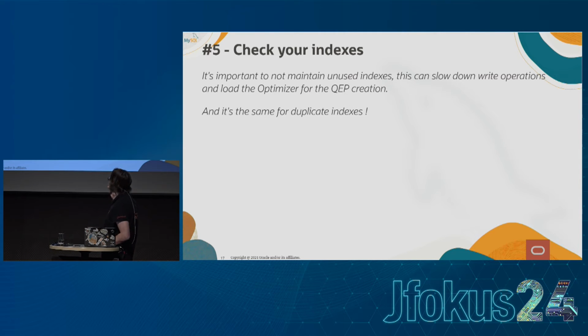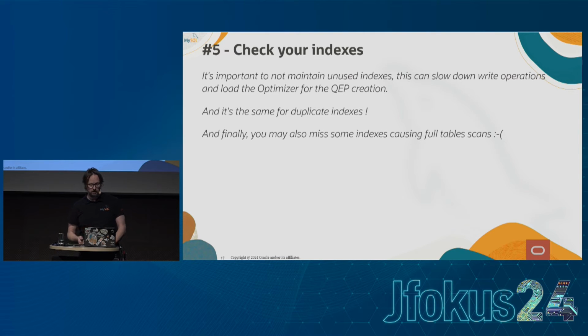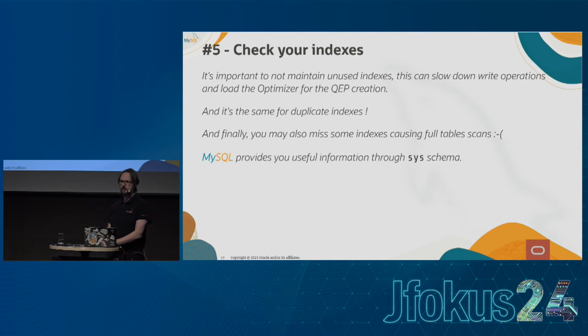And you should also check for duplicate indexes. If you have indexes on the same columns, these will also need to be maintained, and the optimizer will check them also anyway. So if you have duplicate indexes, you should get rid of them too. Try to find them and check which one you can delete. And finally, you may also miss some indexes. If you do too many full table scans, maybe your indexes are not good or are not used properly. You can find all that information in MySQL through what we call the sys schema.